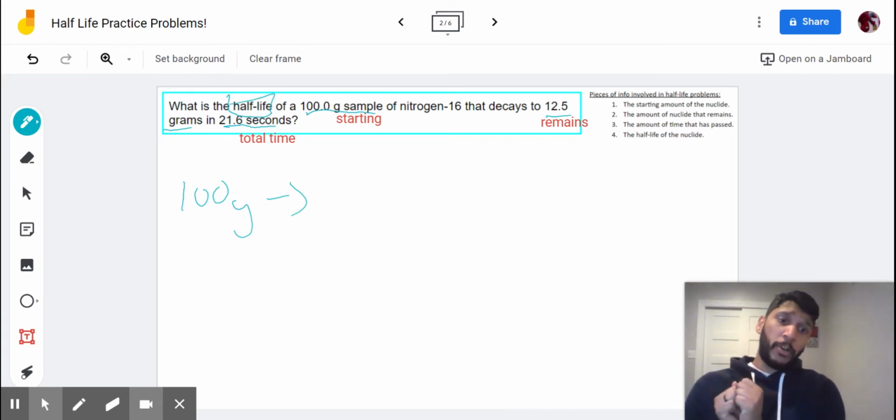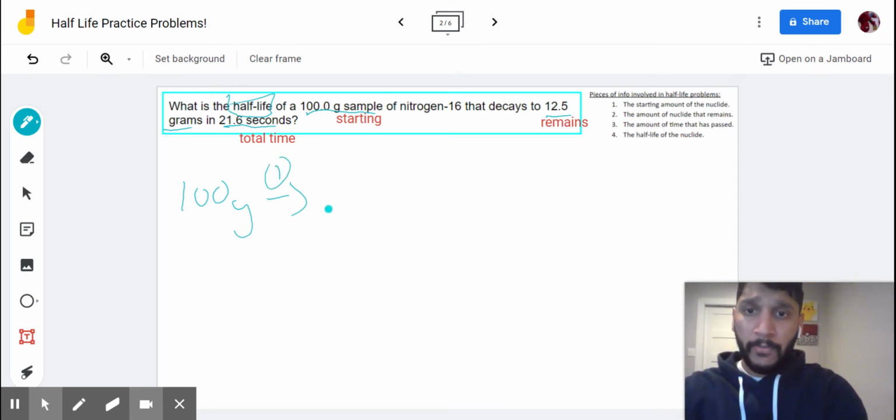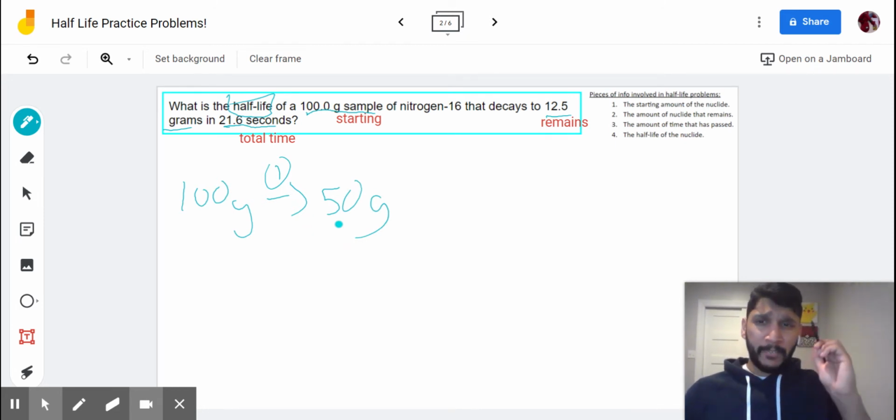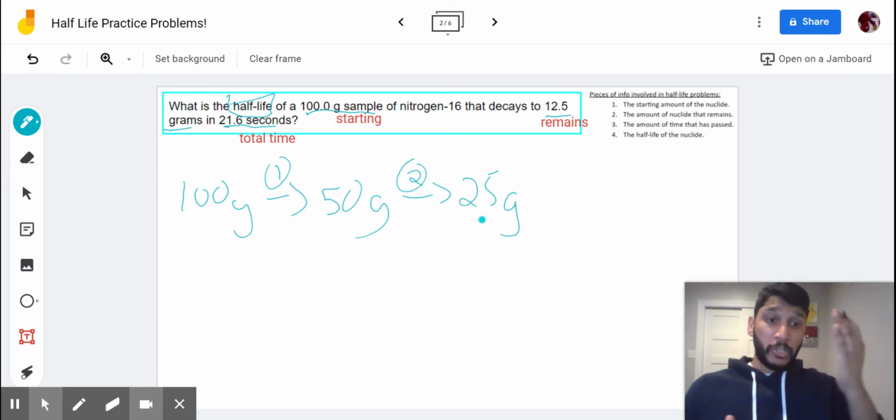So we're starting off with 100 grams. One half-life passes, and after one half-life, we're left with 50 grams. Is that the same number as 12.5? No, it's not. We've got to keep going. So it's got to go through another half-life. We're going through a second half-life, and we are now at 25 grams. We're just cutting 50 in half. Is that 12.5? No, it's not.